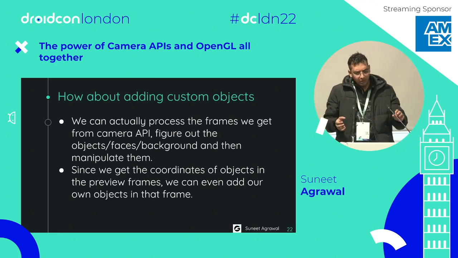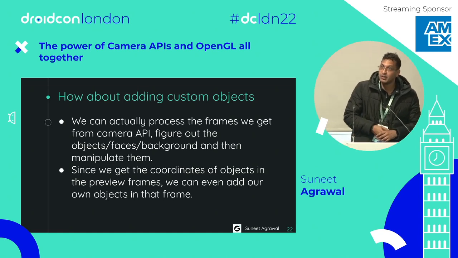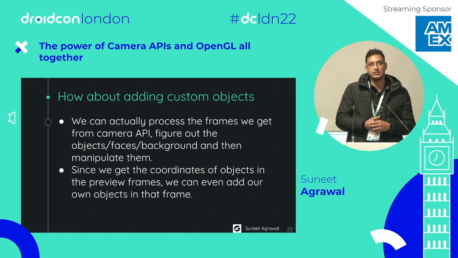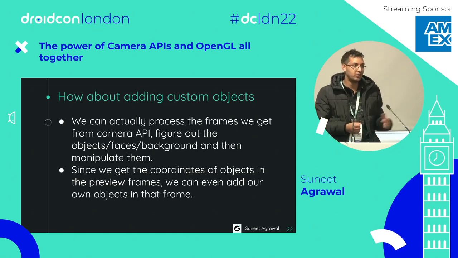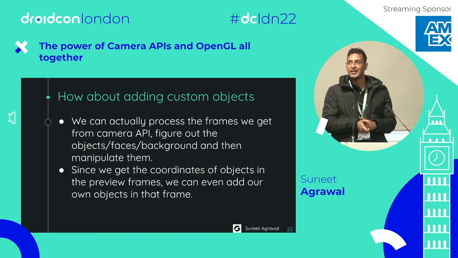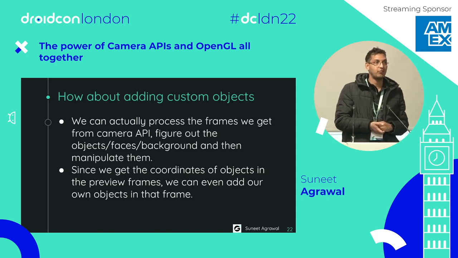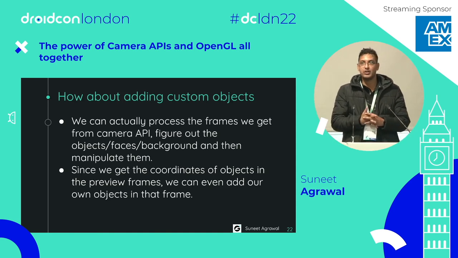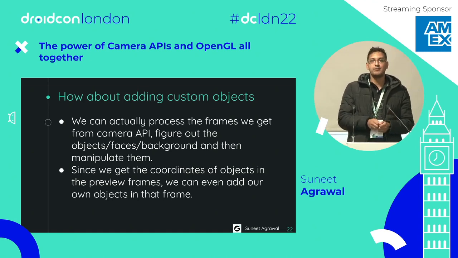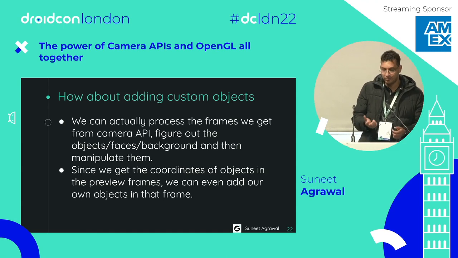So the question is, can I add custom objects on that? Maybe I want to add cool glasses, or a hat on my face whenever the camera preview is visible. I'm pretty sure you might have tried social media apps which do that. We have a lot of social media apps with cameras that put objects on your face. After detecting the face points, they just put the other objects on your face, right?